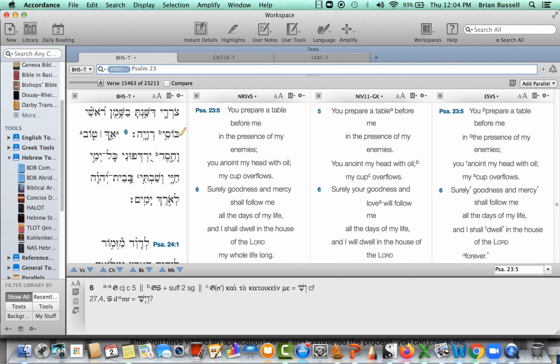And so I will dwell in the house of Yahweh. Preposition bait, this is a locative bait. Go back to 4.1 again. House of the Lord, the house of the Lord, the house belonging to the Lord. This is a genitive of possession. And then le'orek yamim. Construct chain, length of days, for length of days.